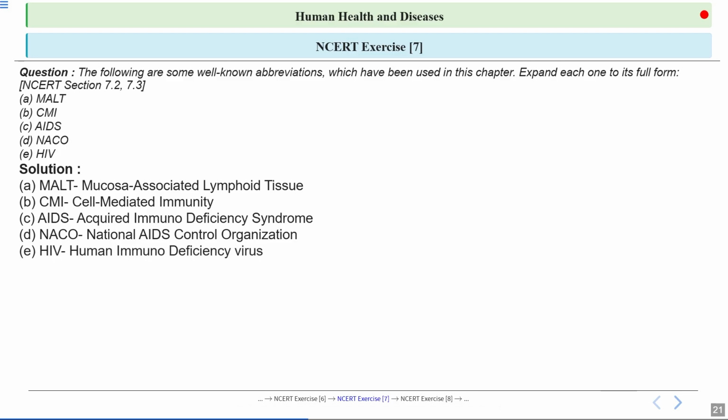Then the last one is HIV, which stands for Human Immunodeficiency Virus. So this is a retrovirus, meaning it consists of RNA as the genetic material. This virus attacks the immune system and can lead to AIDS if not managed properly.